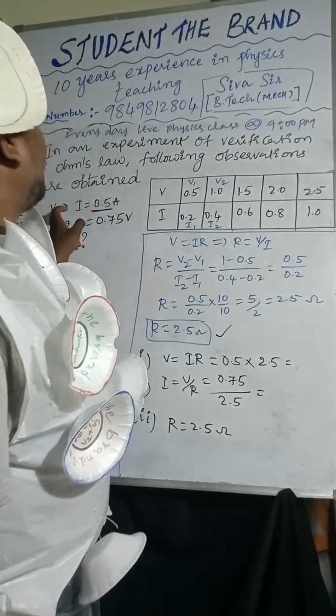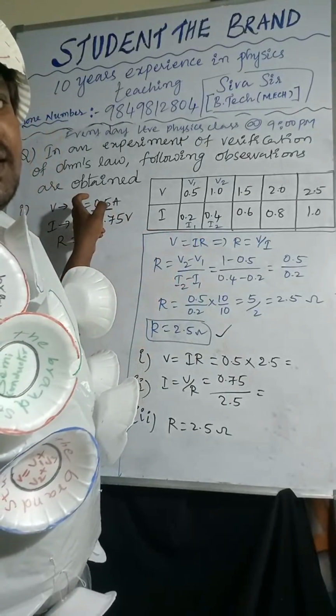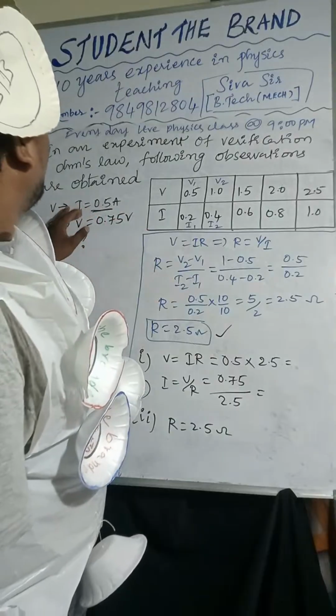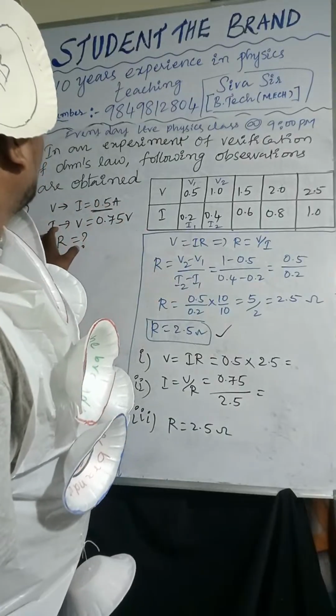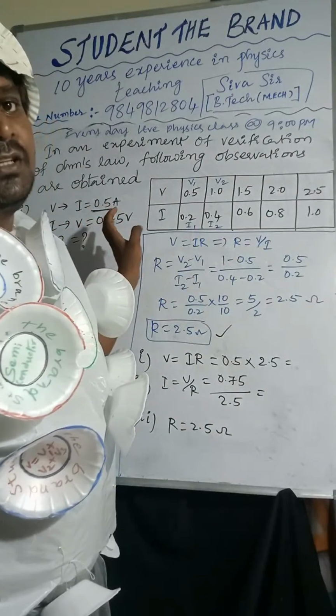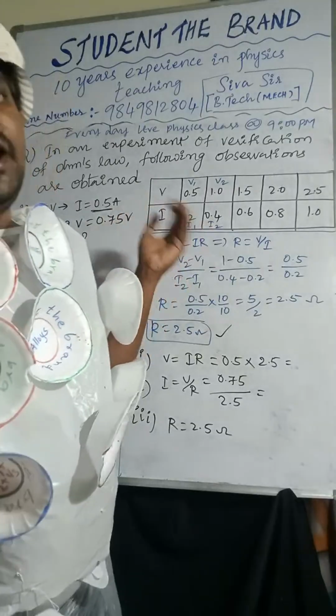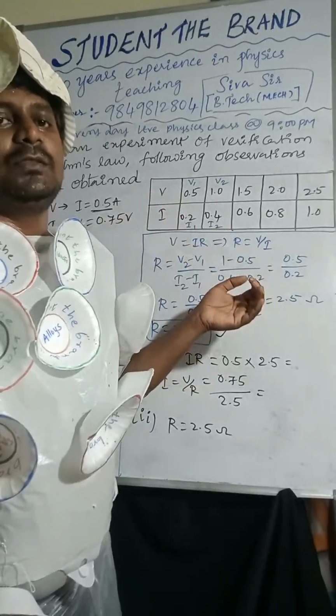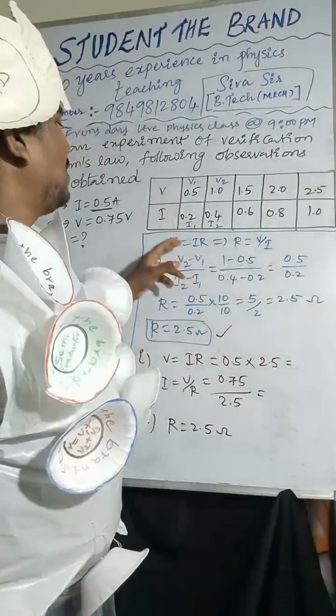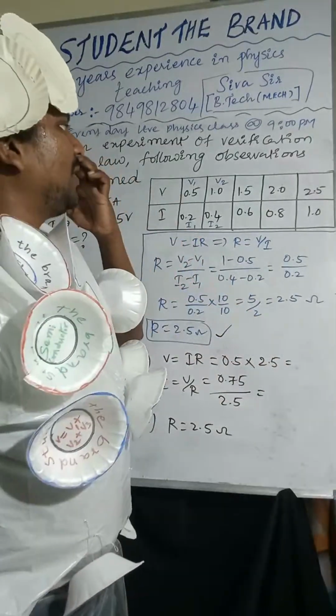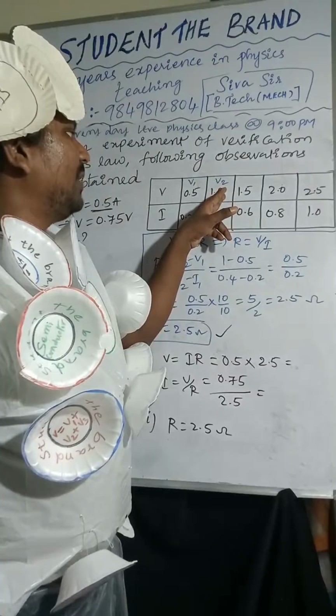We need to find the potential difference when the current is given as I equal to 0.5, and the current when the potential difference is given. How to find out? Which formula will we use? We'll use the formula V equal to IR. So I'm considering this V2 value and V1 value.